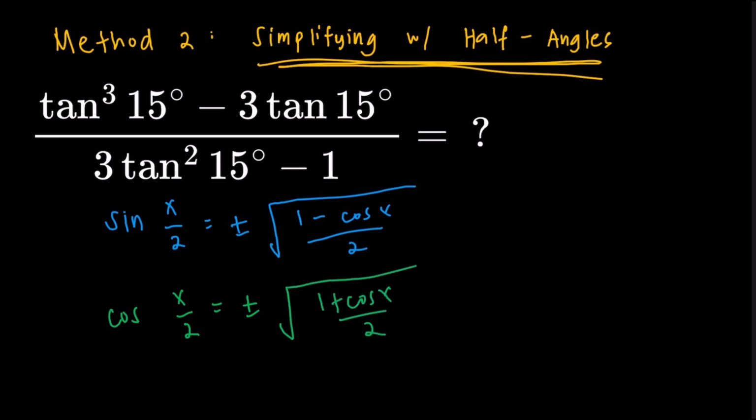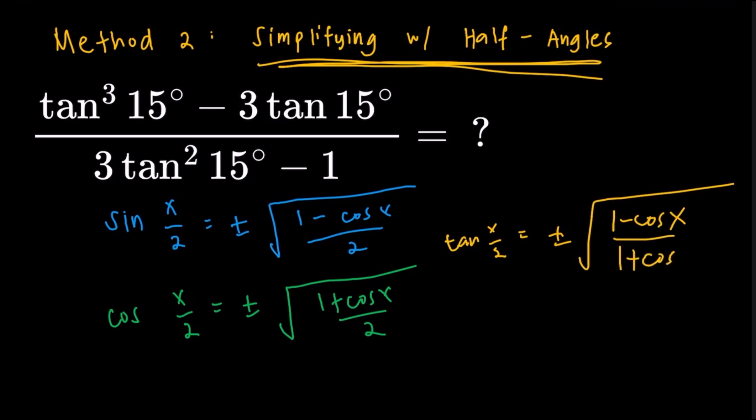For the tangent, it's just sine divided by cosine. So tangent x over 2 would be equal to, the sign is still unclear, plus minus the square root of 1 minus cosine x divided by 1 plus cosine x. Again, the sign is uncertain because of the sign of either the sine or the cosine. It doesn't mean that there are two values for a specific value of x. It just means that the sign is uncertain, and it's for us to find it out.